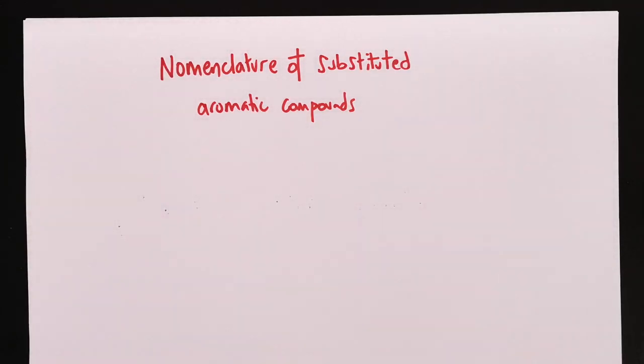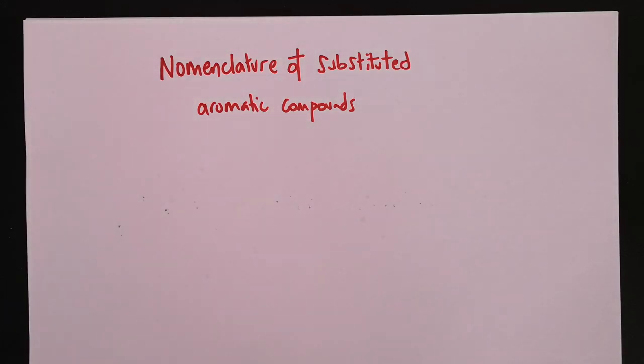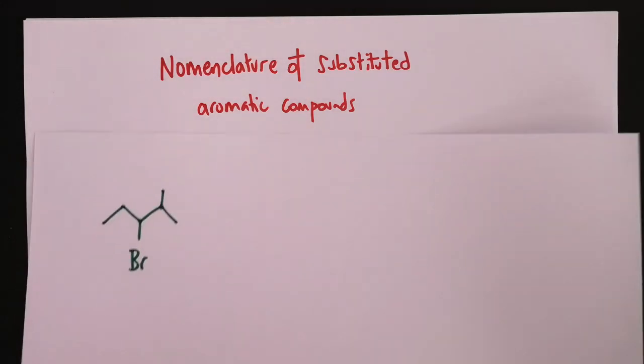Hi, this is Dr. S, and this video is about the nomenclature of substituted aromatic compounds, which sounds complicated, but it's not that bad. Nomenclature means naming, so this is naming compounds that have benzenes in them. So before we go on to benzenes, let's have a bit of a recap from year 12.